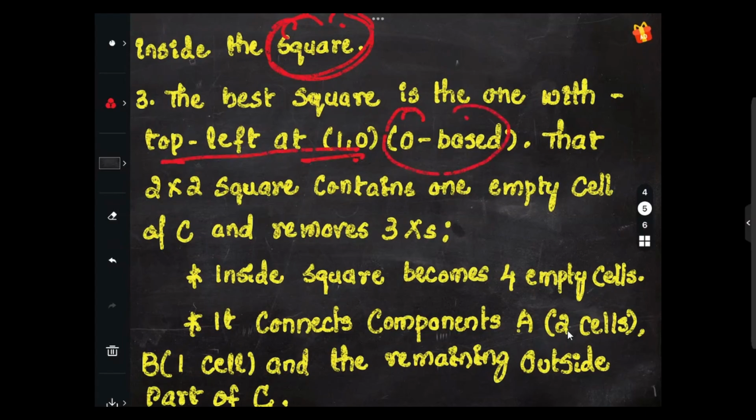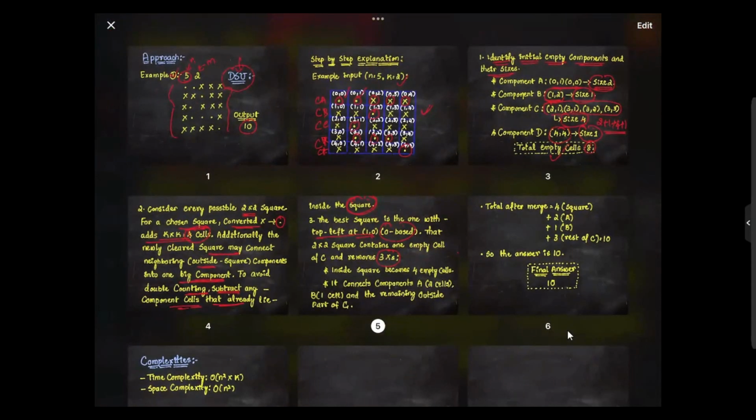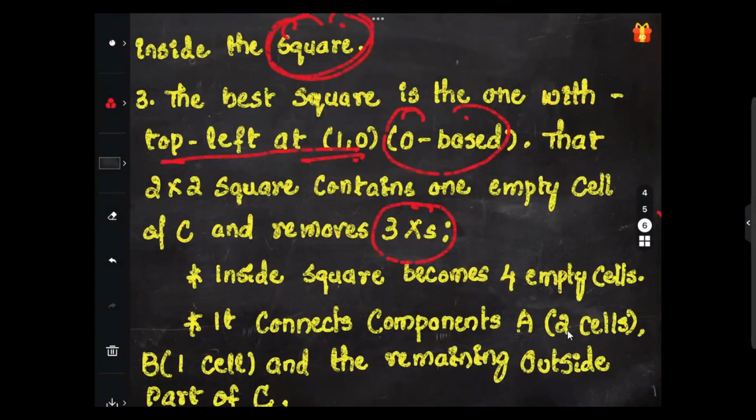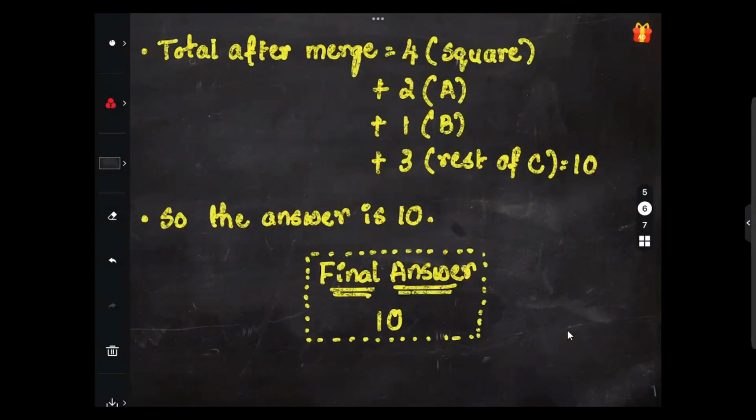So nothing but this is 0 based. The 2 into 2 square consists of one empty cell of C, right? It removes 3 Xs basically, right? So inside square becomes 4 empty cells. It connects the component A, B one cell and the remaining outside part of C, right? So when we apply the same thing to whatever we have discussed, total after merge is basically 4 square, right?